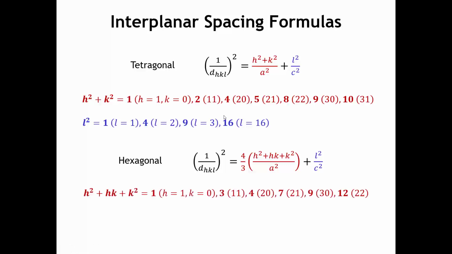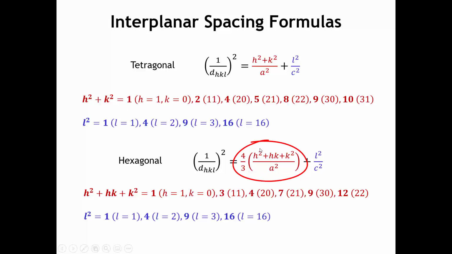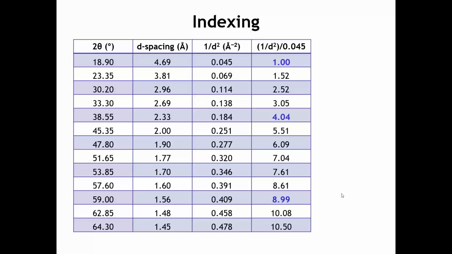For the hexagonal, it's a very similar sort of analysis, but the one difference is that this first term is not the same as in the tetragonal case. The integers that we're going to see for this first term are 1, 3, if both h and k are 1, 4, 7, 9, 12. So it's a different pattern of integers than we see in the tetragonal case. Here we can make 3 and 7, but we can't make 2. We can't make 10.